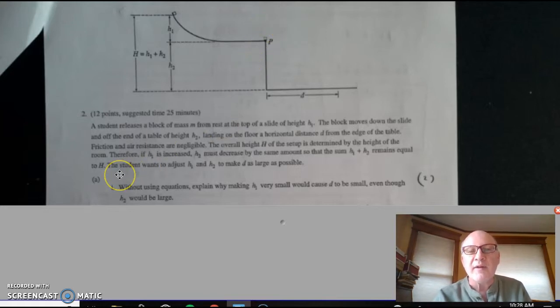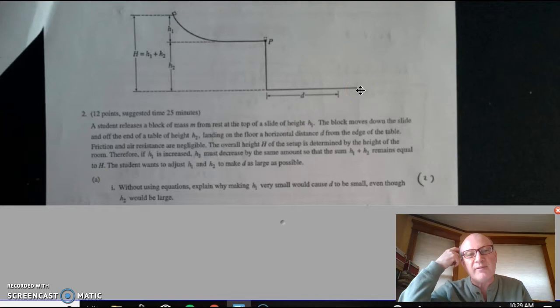And in this kind of thought experiment, there's a student who's playing around with this, and the student wants to adjust H1 and H2 to make D as large as possible. D is the horizontal distance that the block would have. It gets released up here, slides down like so, then comes off here with some kind of horizontal velocity, and of course follows a trajectory down to the ground. Okay, so that's the premise.